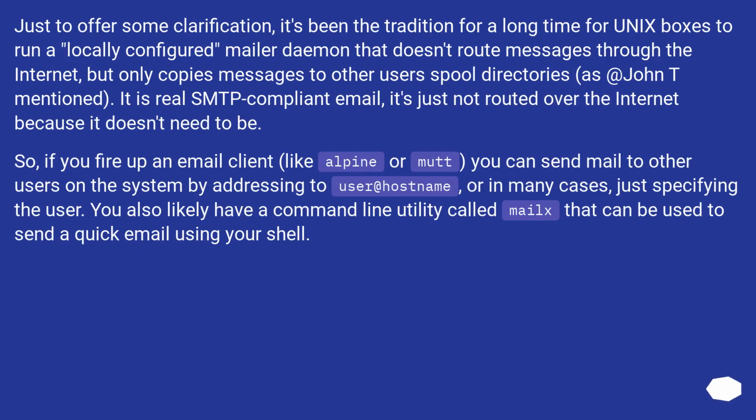Just to offer some clarification, it's been the tradition for a long time for Unix boxes to run a locally configured mailer daemon that doesn't route messages through the internet, but only copies messages to other users' spool directories, as John T. mentioned. It is real SMTP-compliant email, it's just not routed over the internet because it doesn't need to be. So, if you fire up an email client, like Alpine or Mutt, you can send mail to other users on the system by addressing the user at hostname, or in many cases, just specifying the user. You also likely have a command line utility called mailx that can be used to send a quick email using your shell.